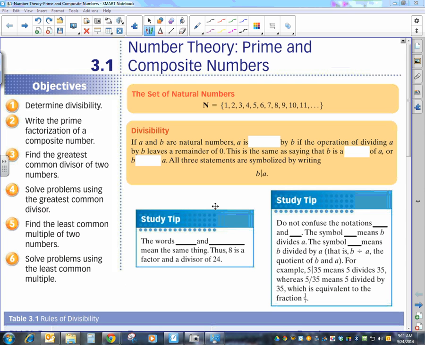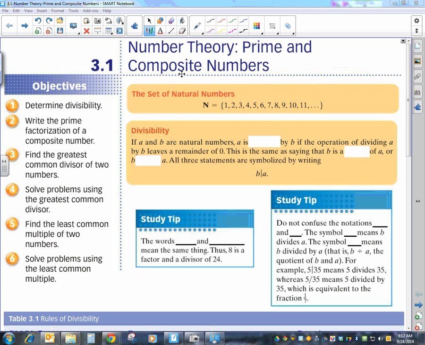Okay, today we're talking about starting with chapter 3, and we're talking about number theory, prime and composite numbers. Don't get scared off by all the number words on the page because it's a lot less than what's in the book. If you want to read more, I encourage you to go to the book. So I tried to skim it down to the bare minimum to make sure you knew what you needed to know to move forward. So first off, we have our set of natural numbers.